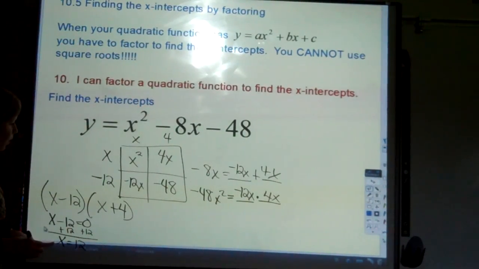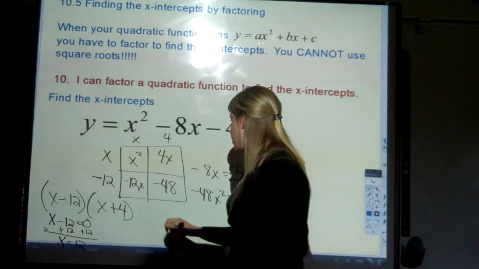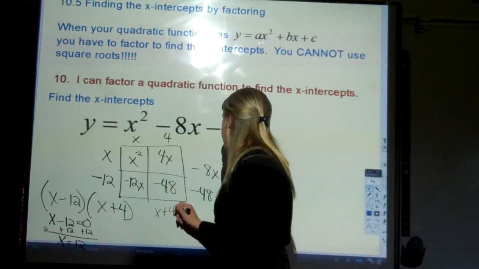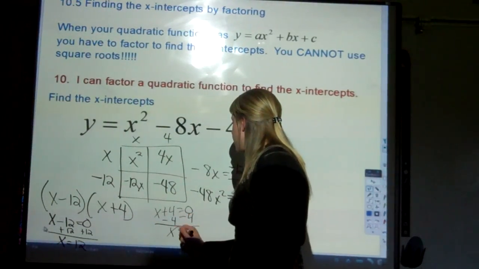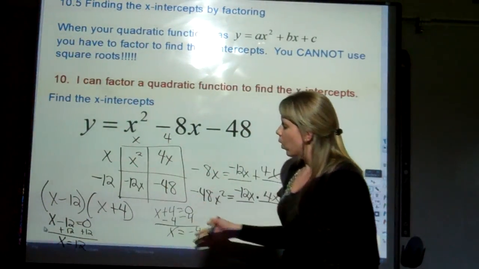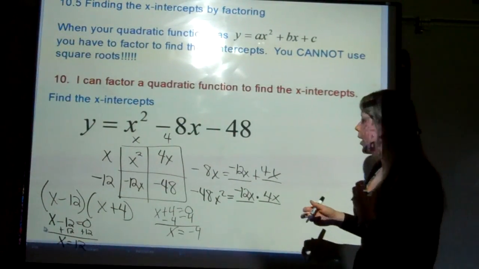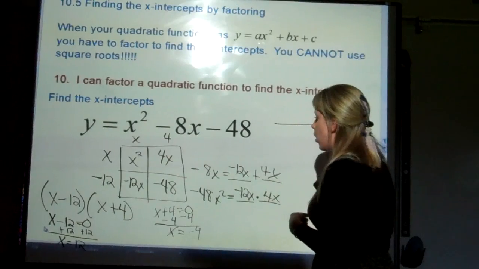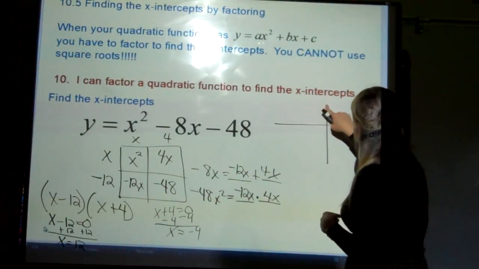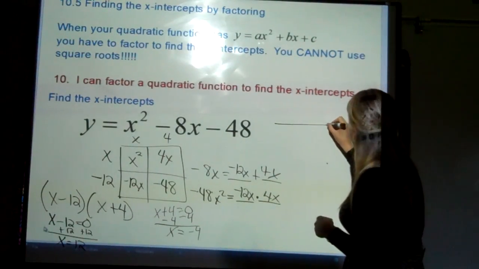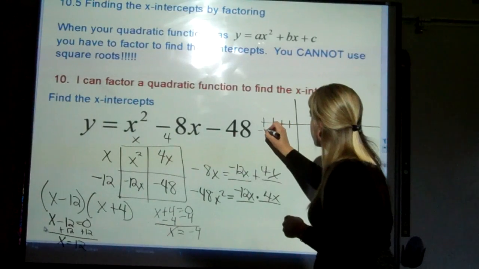It's hard to see there at the bottom. You also can take this x plus 4 and set that equal to 0. Subtract 4 from both sides, we get that x equals negative 4. Now, what we can see is some pieces of the parabola start to come together. We have two x-intercepts. One is at positive 12 and the other is at negative 4. So we can graph those. Negative 4, here's x equals negative 4.